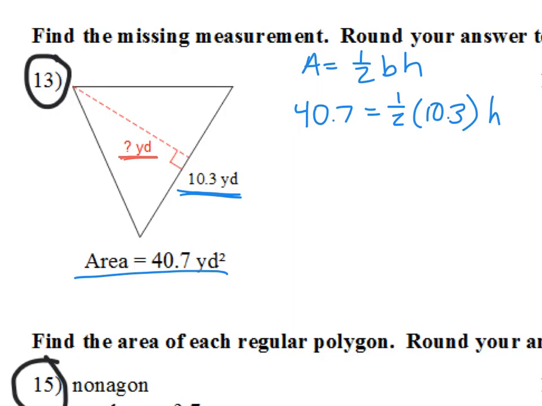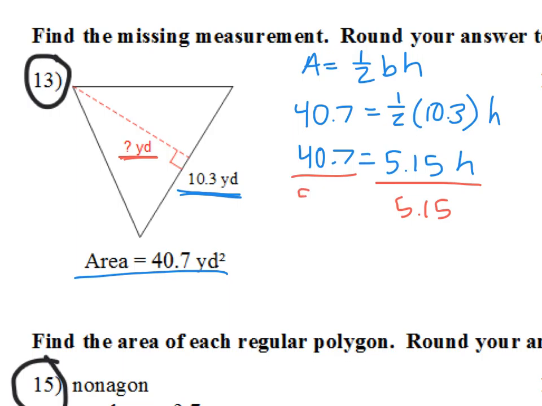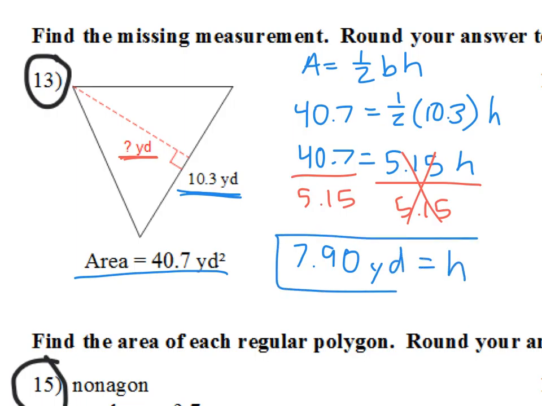So the first thing we should do is multiply 1/2 and 10.3. When you do that, you get 5.15. So 40.7 equals 5.15 times h. Now the last step is just divide both sides by 5.15. These cancel, and 40.7 divided by 5.15 is 7.90. So 7.90, and this is yards, is the distance of our height.